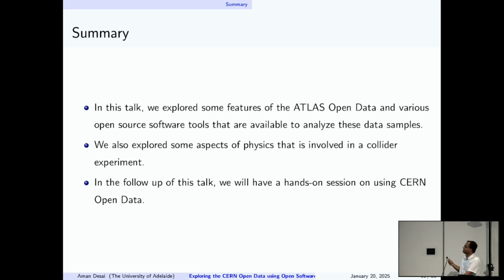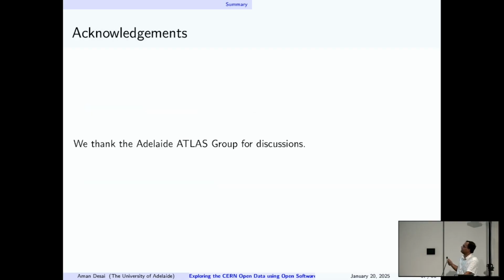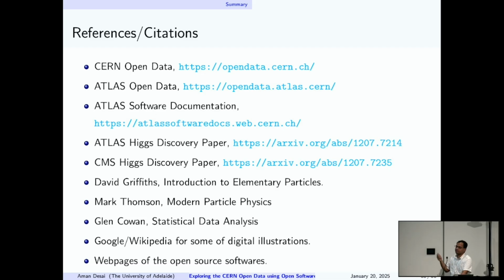As a summary, in this talk we explored some of the features of the ATLAS open data and open source software. We also explored aspects of physics involved in collider experiments, and then we have a hands-on tutorial session. We thank the Adelaide ATLAS group for discussions, and these are some of the references and books, and that's all. Thank you very much.